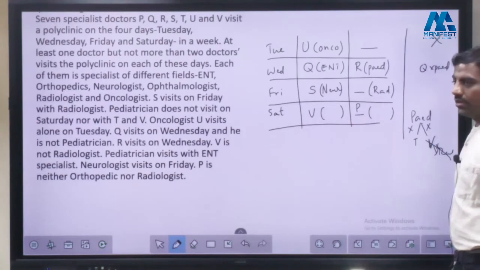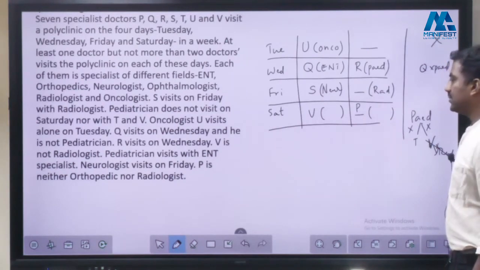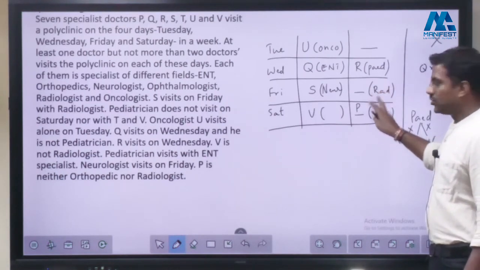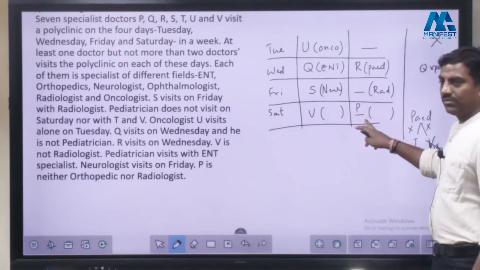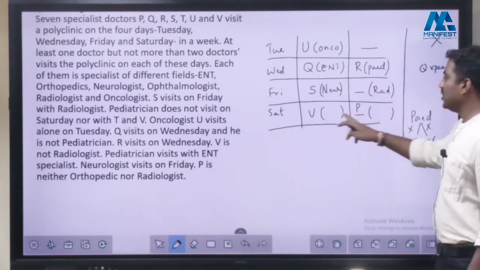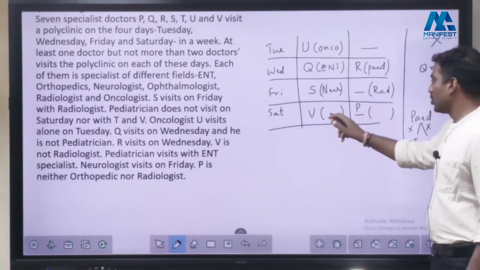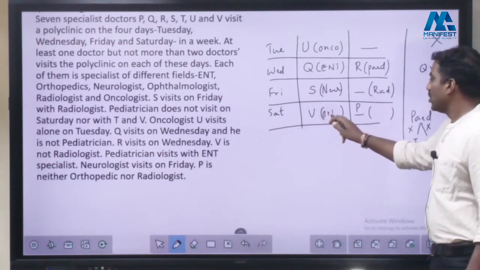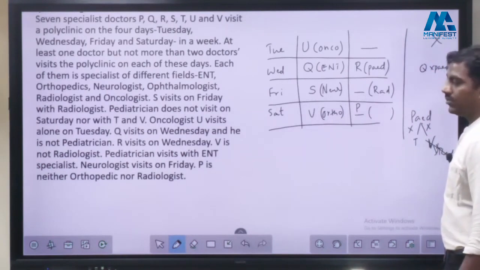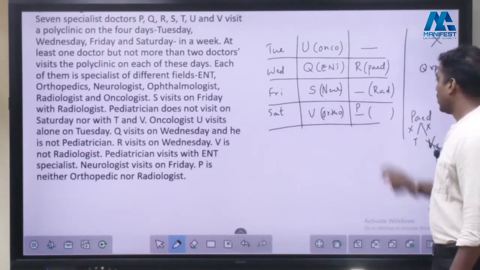Correct? P is neither orthopedic nor radiologist. So anyways, he is not a radiologist. So only place left is this one. Okay? So he is not ortho also. So who is ortho? V is ortho. Then what profession is left for P? Ophthalma.